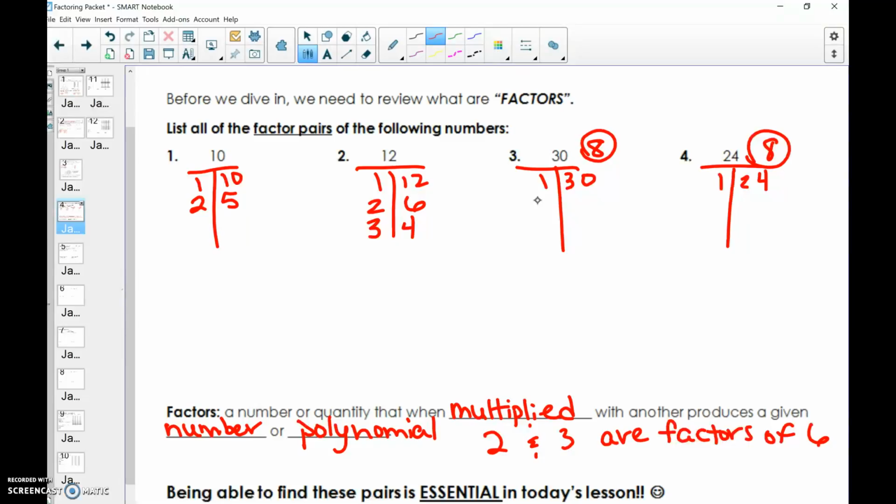If you get 8 numbers, and that's including the 1 and the 30 and the 1 and the 24, because those count as factors. If you get 8 total for each of them, then you did good, and you got them all. Okay? Feel free to ask for help if you need to. The next video will go into the new section on factoring.